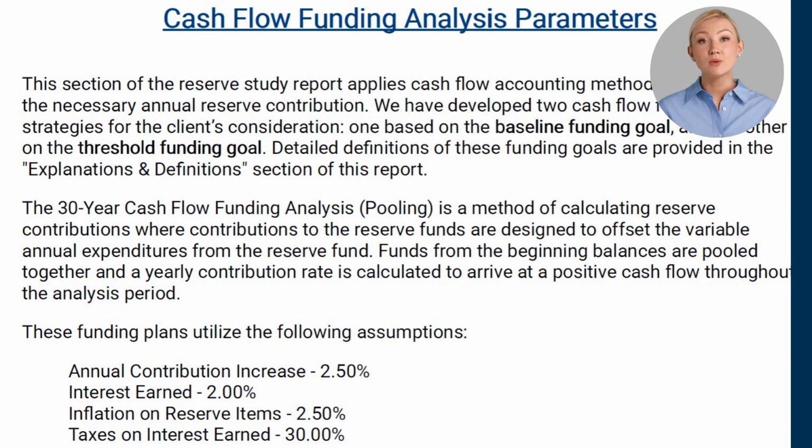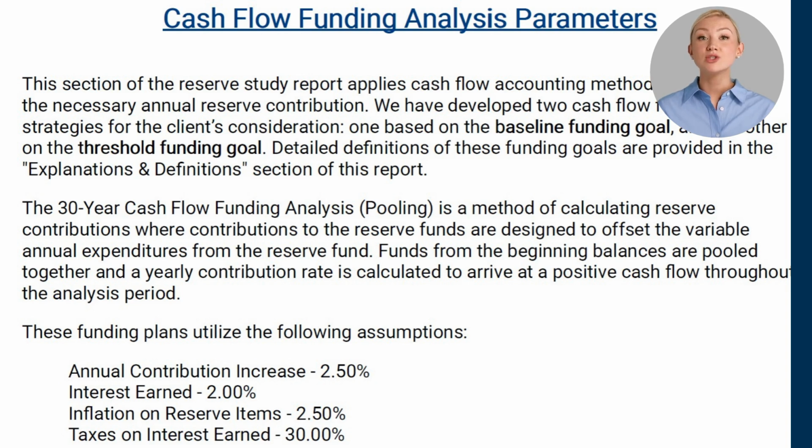The remainder of the report is what we like to call the meat and potatoes: all of the detailed supporting data used to develop the funding plan results presented in the reserve study summary. We'll begin with the cash flow financial reports section. This section opens with a cover page that outlines the financial parameters used to create the 30-year cash flow projections. Four key assumptions are applied in these reports.